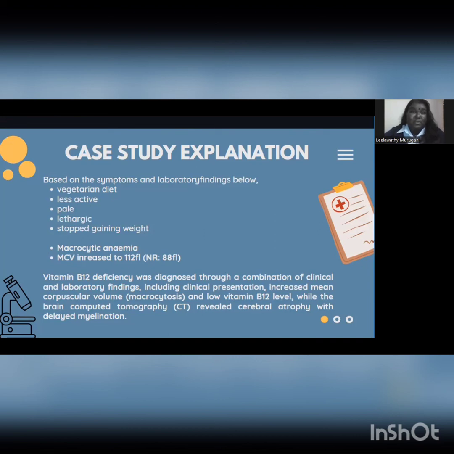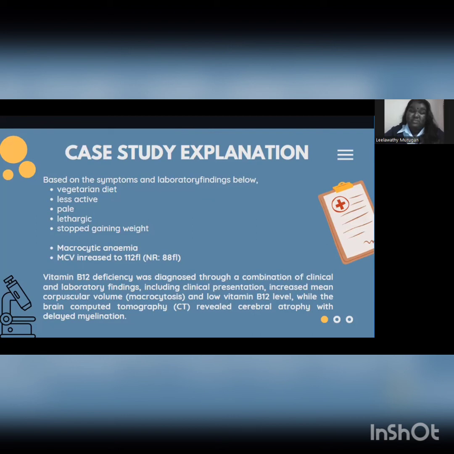Basically, before a baby starts consuming solid food, the baby's nutrition and vitamins fully depend on the mother's breast milk. So when the mother is on a vegetarian diet, she already lacks vitamins, and has no sufficient amount to pass to the baby. So this caused the baby's symptoms of vitamin B12 deficiency, such as less active, pale, lethargic, and stopped gaining weight. Those 4 symptoms, as I mentioned earlier in my presentation on symptoms, already tally.